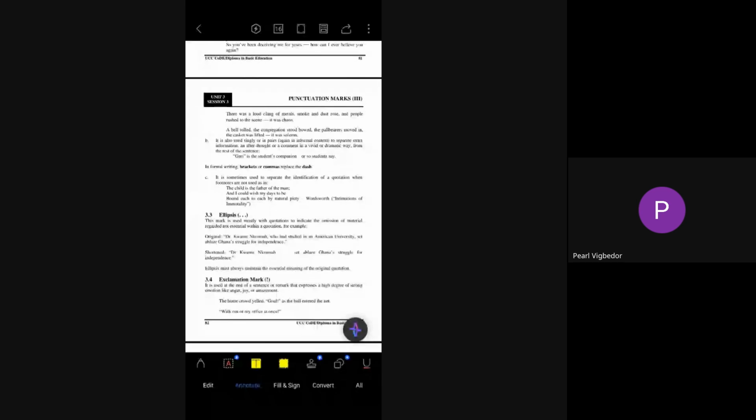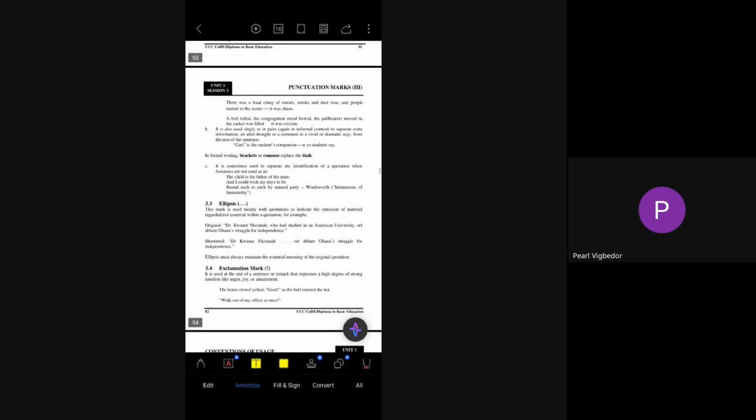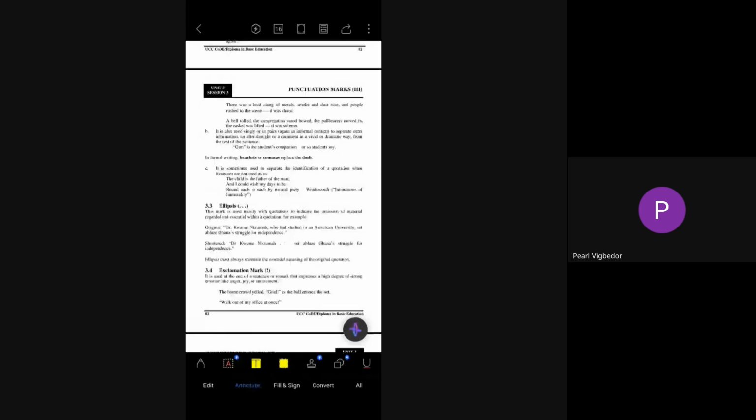So there are examples here. There was a loud clang of metal, smoke and dust rose, and people rushed to the scene. Dash, it was chaos. Here you could have brought a comma or a colon, but instead, to be seen as dramatic, foregrounding the thing, they just brought the dash there. So that is how we use the dash. And the second point is that the comma is used singly or in pairs to separate extra information after a thought or a comment.